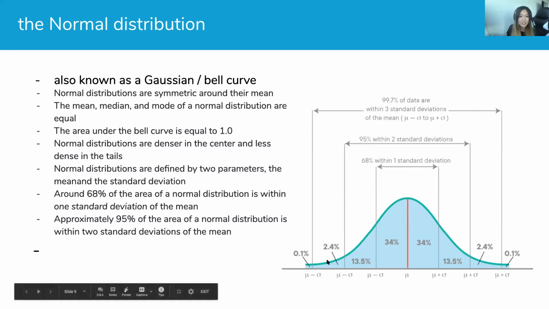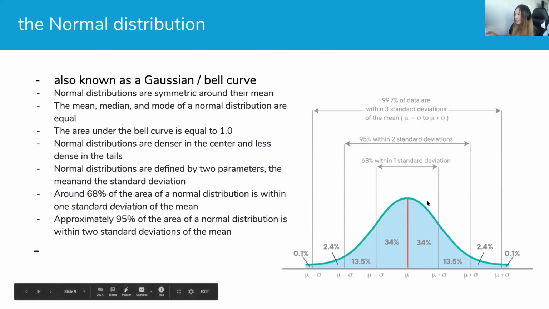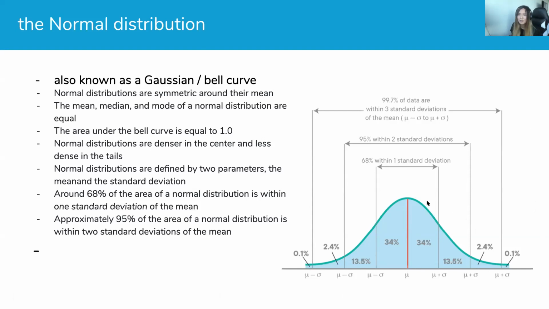The area under each curve is equal to 1 because it is a probability density function. A normal distribution is a probability density function. They're denser in the center, less dense in the tails. That's why you get that swell in the middle. As I mentioned before, they are defined by the 2 parameters, the mean and the standard deviation.